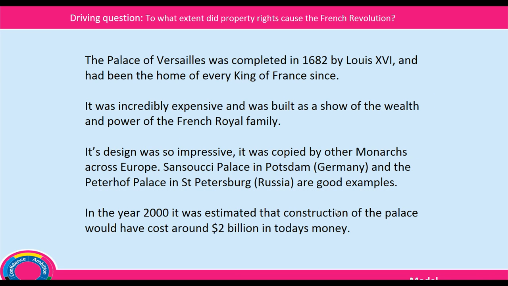The Palace of Versailles was completed in 1682 by Louis XIV and had been the home of every king of France since. It was incredibly expensive and was built as a show of wealth and power of the French royal family. Its design was so impressive that it was copied by other monarchs across Europe. Sanssouci Palace in Potsdam, Germany, and the Peterhof Palace in St. Petersburg, Russia are good examples. In the year 2000, it was estimated that construction of the palace would have cost around $2 billion in today's money.